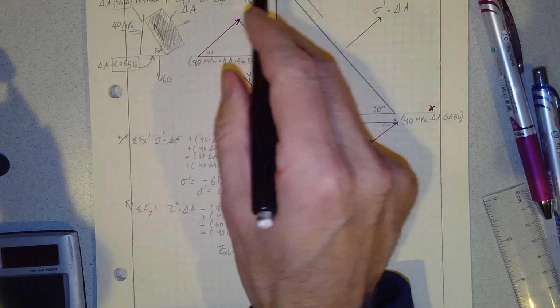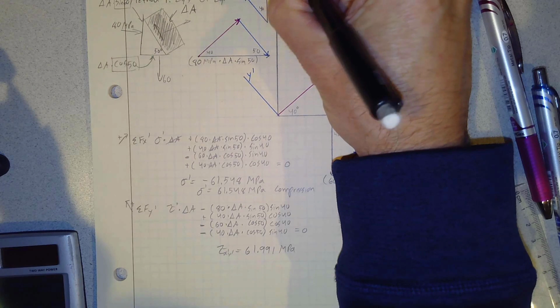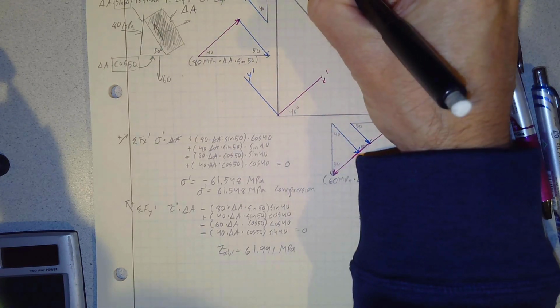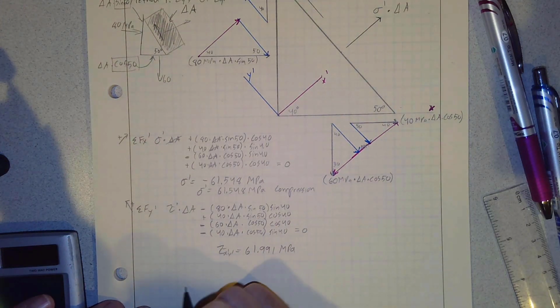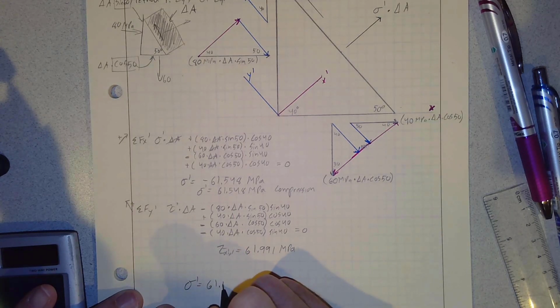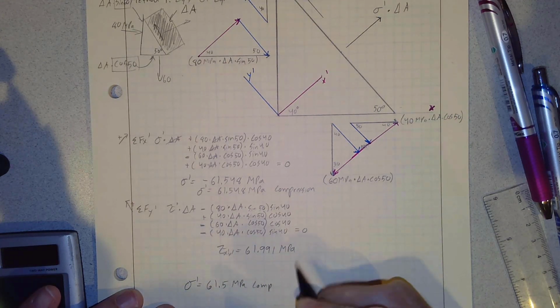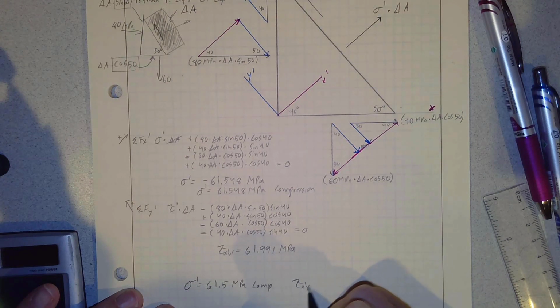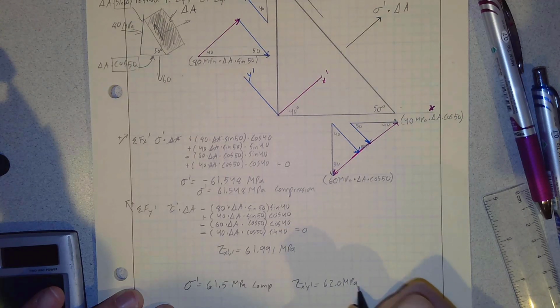We were supposed to find the state of stress on the inclined plane AB. I didn't actually write that out here. On inclined plane AB, the answers would be, if we go to 3 significant figures, sigma prime equals 61.5 megapascals compression, and tau x prime y prime is equal to basically 62.0 megapascals.